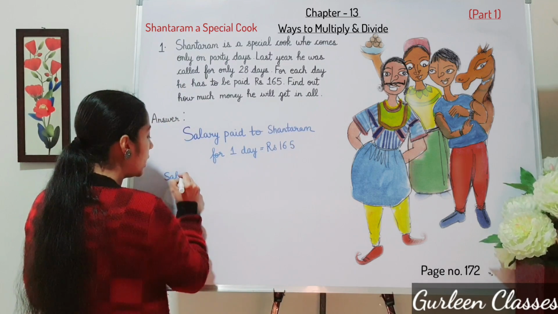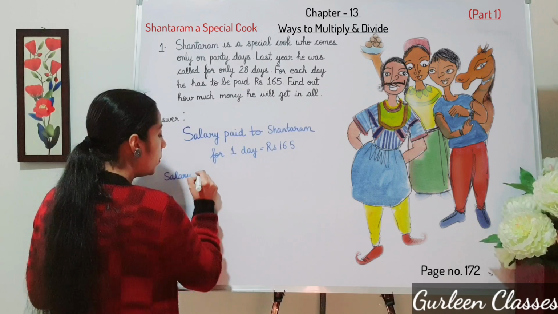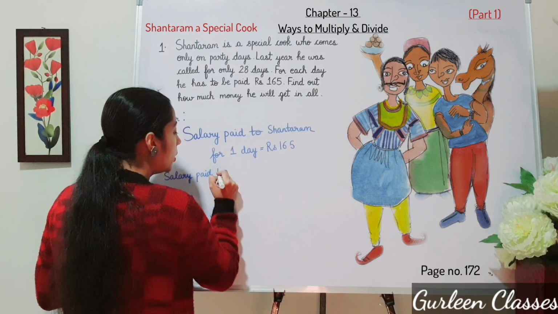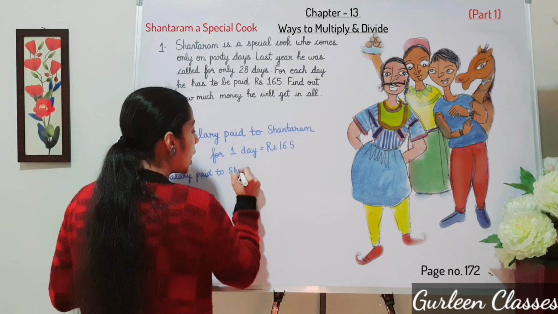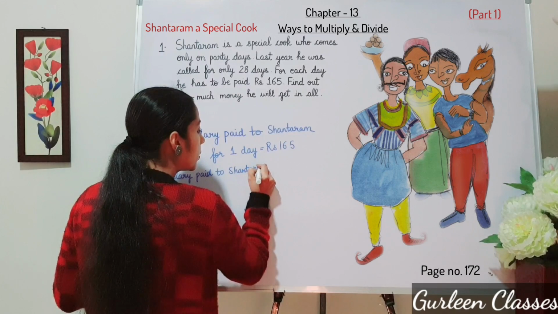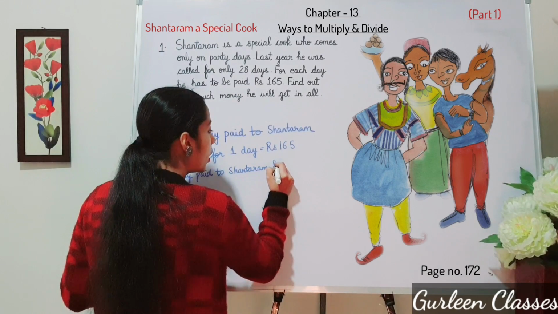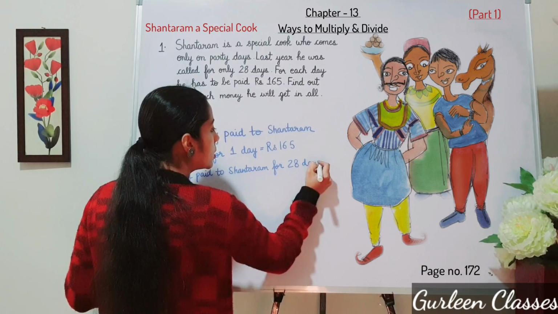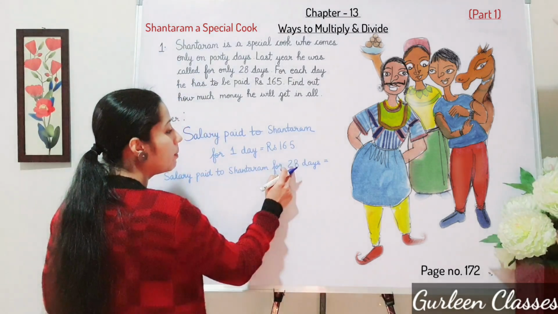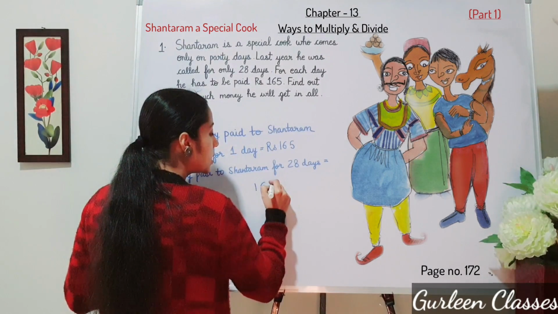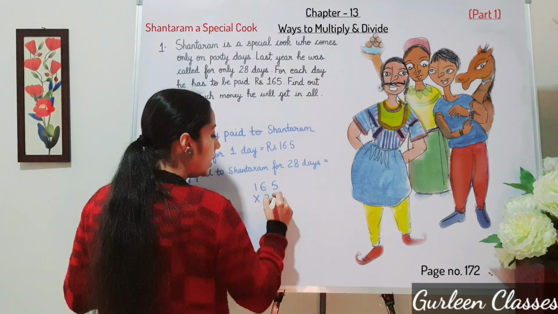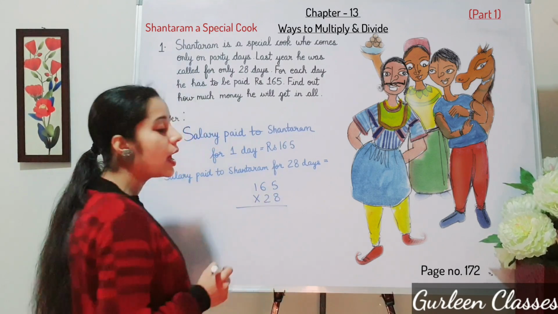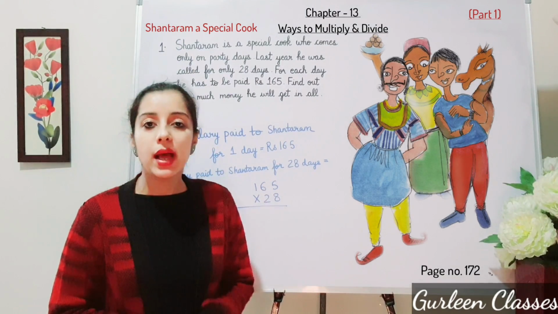Now salary paid to Shantaram for 28 days. So we will multiply 165 by 28. 165 into 28. So students, we have to do this multiplication by Bella's method.